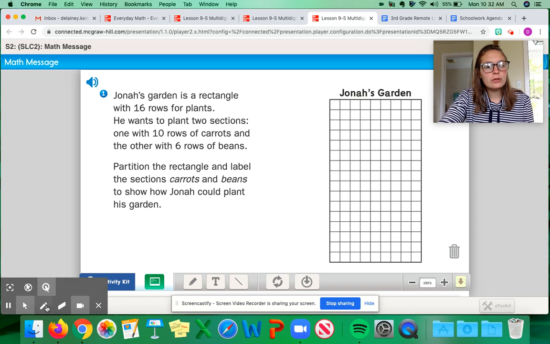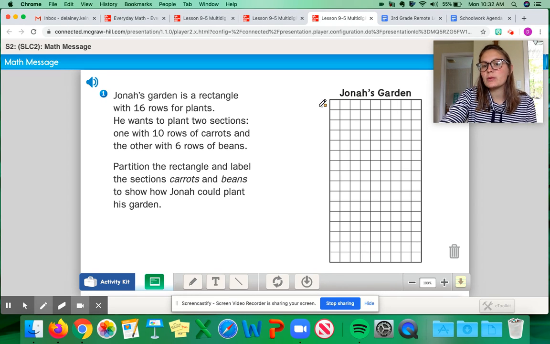All right, so to solve this problem, we know that there are 16 rows for plants in Jonah's garden, and we could count, there would be 16 rows here. One of the sections, he wants 10 rows of carrots, okay? So carrots, 3, 4, 5, 6, 7, 8, 9. Okay, here are the 10 rows for carrots. All right, this is the carrot part.